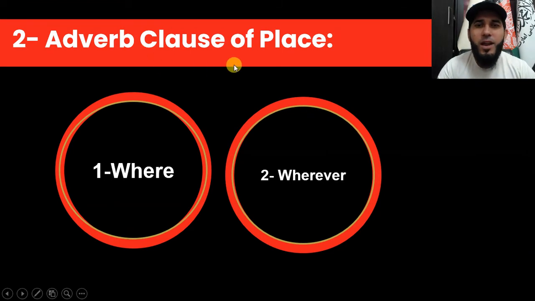Okay, adverb clause of place. In adverb clause of place, we use these two conjunctions, where and wherever.